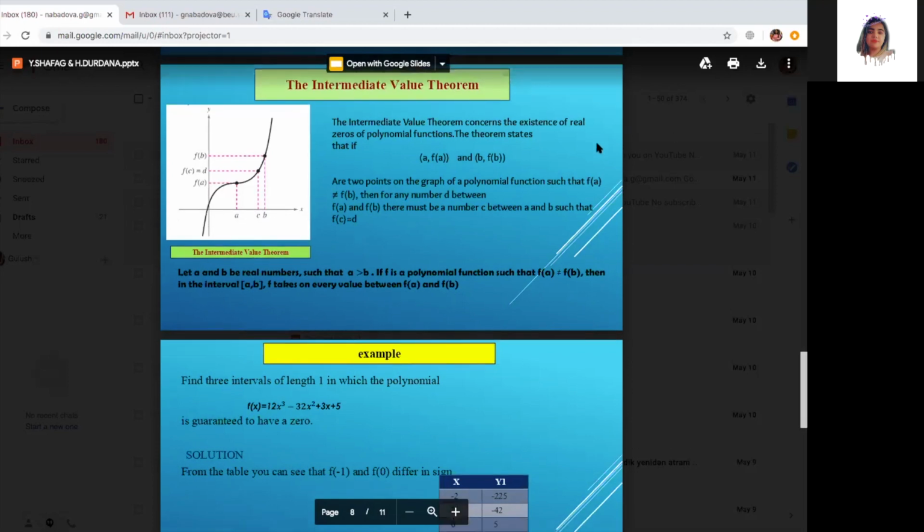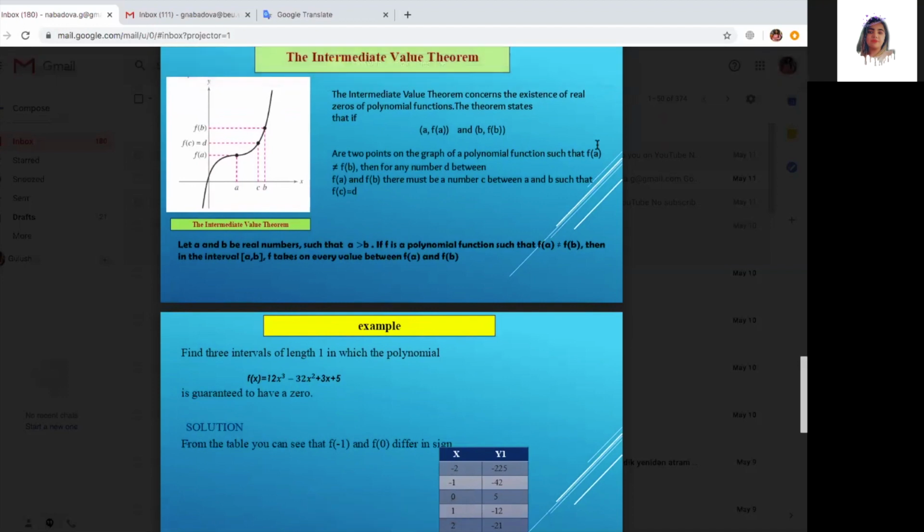Let a and b be real numbers such that a is less than b. If f is a polynomial function such that f(a) does not equal f(b), then in the interval [a, b], f takes on every value between f(a) and f(b). Next slide.